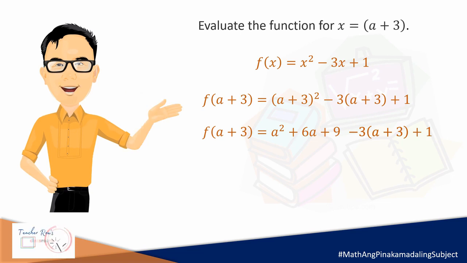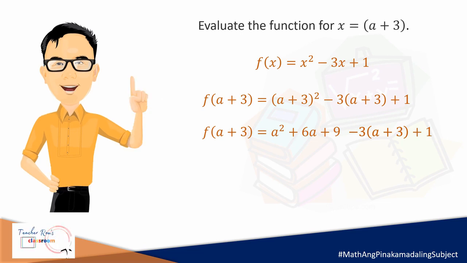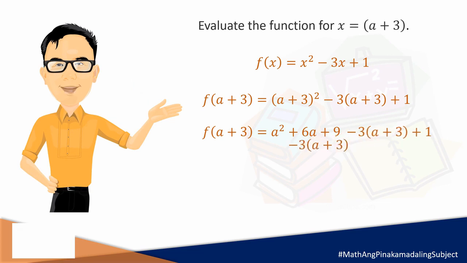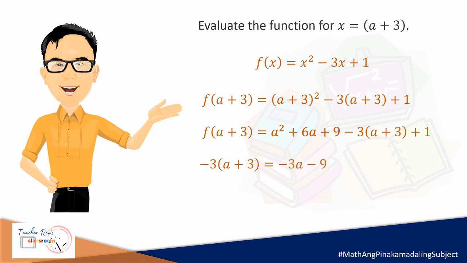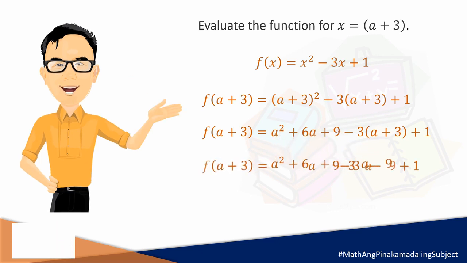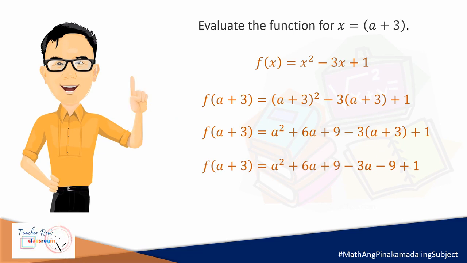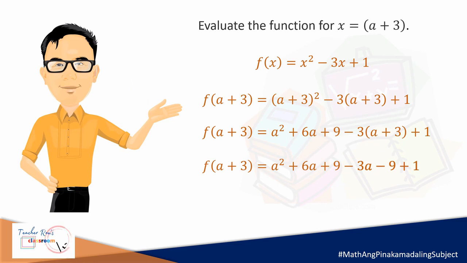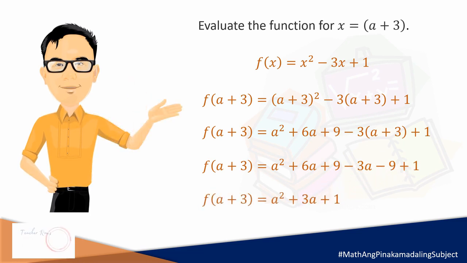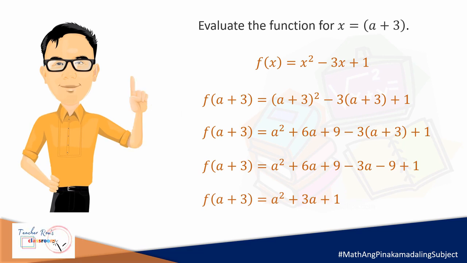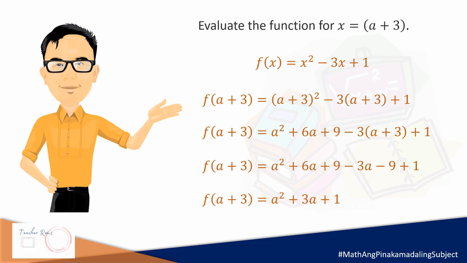Bring down negative 3 times (a plus 3) plus 1. Negative 3 times (a plus 3) equals negative 3a minus 9. So, f of a plus 3 equals a squared plus 6a plus 9 minus 3a minus 9 plus 1. Simplify further, we have f of a plus 3 equals a squared plus 3a plus 1.